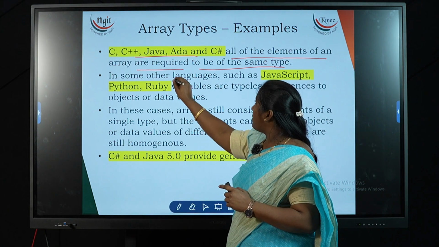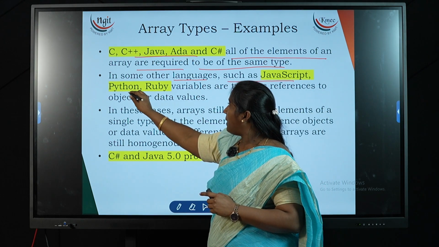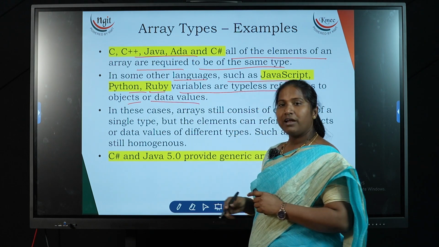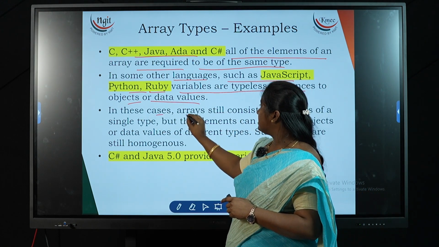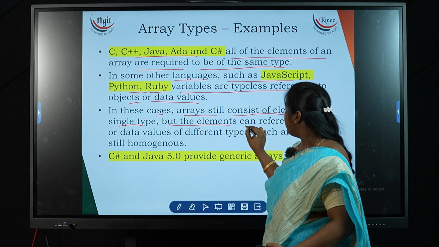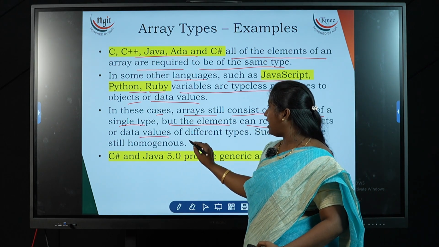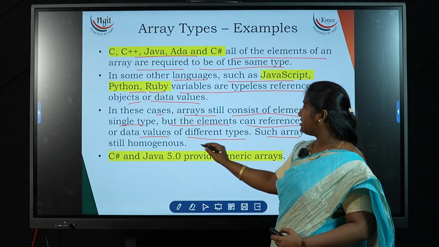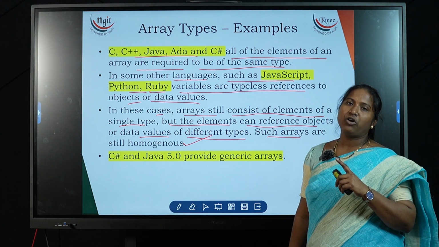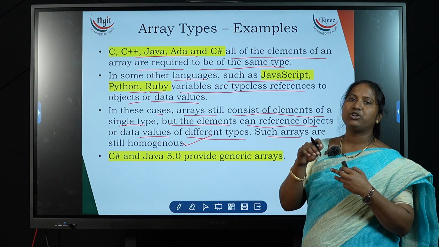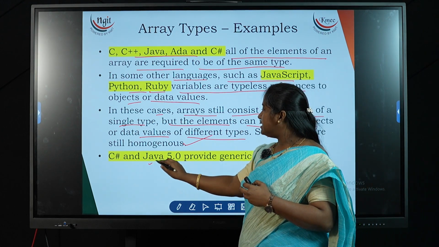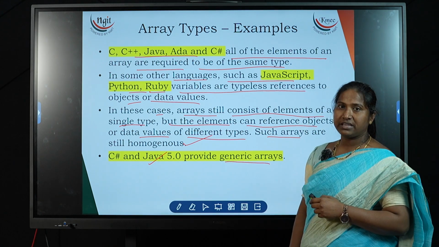That also we'll see. In some other languages such as JavaScript, Python, Ruby, variables are typeless references to objects or data values. In these cases, arrays still consist of elements of a single type, but the elements can reference objects or data values of different types. Such arrays are still homogeneous. So we'll maintain similarity of elements. Like if I have a set of 5 elements, all 5 belong to a common data type. And C# and Java 5.0 provide generic arrays.